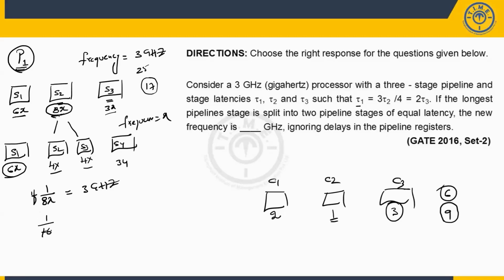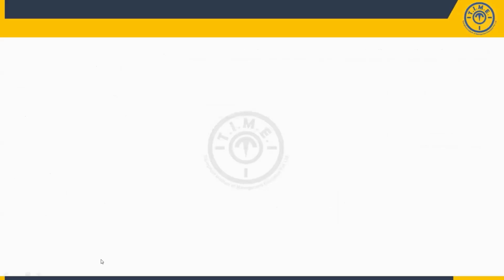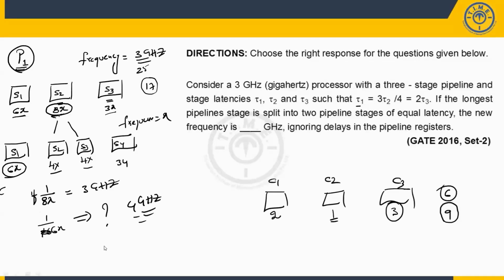1 by 6x is equal to how much? Okay, it becomes 4 gigahertz. Are we clear? Yes or no? Yes, sir. If the time is 8x, frequency is 3 gigahertz. If the time is 6x, what will be the frequency? Frequency will be 4 gigahertz if you cross multiply. That's it. Can we go to the next question? Yes, sir.